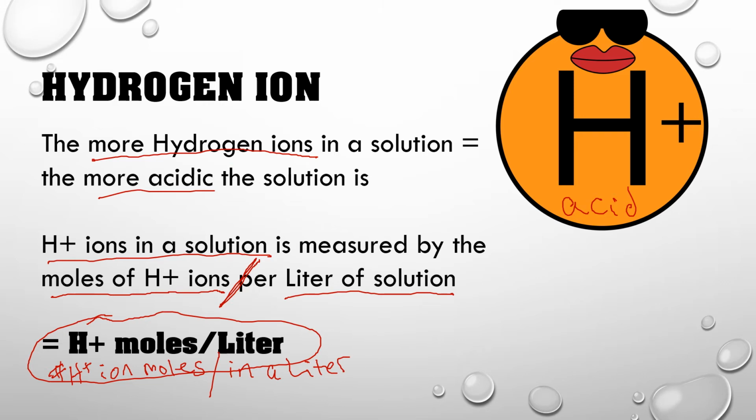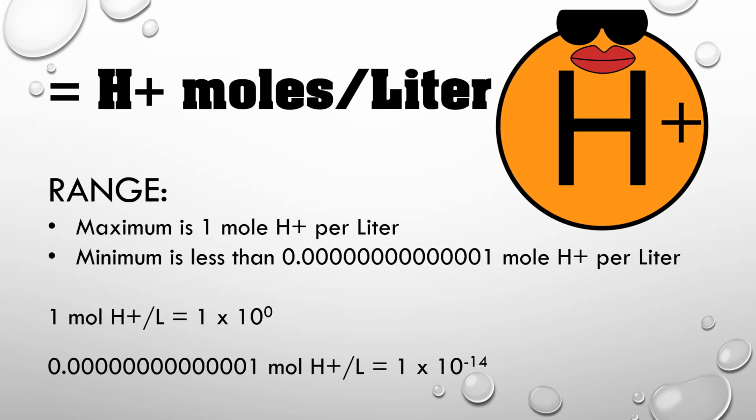Okay, so that's how hydrogen ions are expressed. And you'll need to know that for this next thing. Now, the range of hydrogen moles per liter, the maximum is 1 mole per liter. It sort of maxes out at that point. Like if there's 1 whole mole of hydrogen ions in a liter, then it's kind of saturated with hydrogen ions, and it's probably like blood from the alien monster on Aliens that eats through everything, really acidic. So the maximum is 1 mole of hydrogen ions per liter of solution.